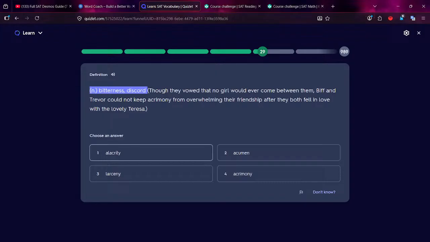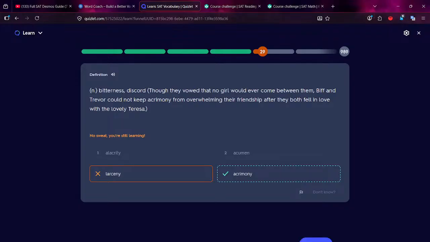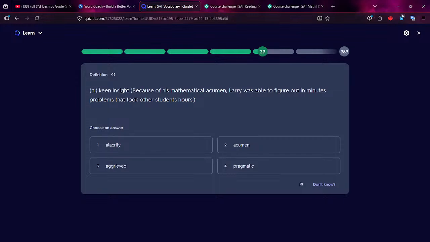Alacrity, is that bitterness, discord? I don't think alacrity would be that. Acumen would be more of a positive thing, right? For instance, academic acumen. I think it's a positive sort of thing. It could be larceny or alacrity. Going with larceny. Ah, okay, it is acrimony. Acrimony means bitterness or discord. Okay. Continue. Keen insight.